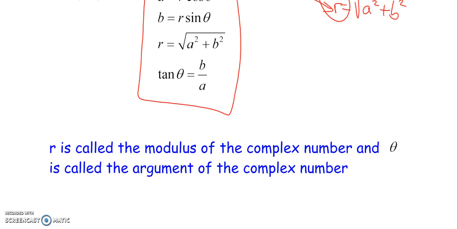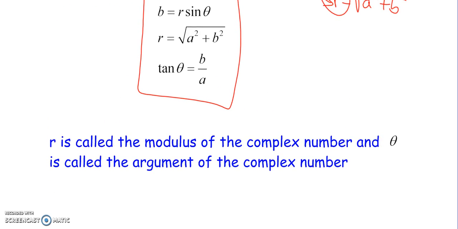But r and theta are two new terms in terms of the trig form of a complex number. R is called the modulus of the complex number, and theta is called the argument of the complex number. Those are more just definitions. You'll see them every once in a while.